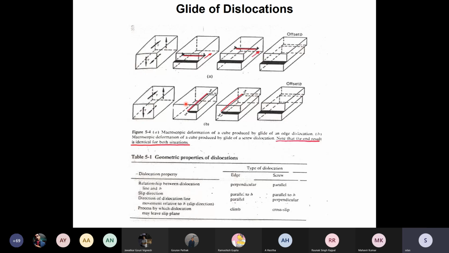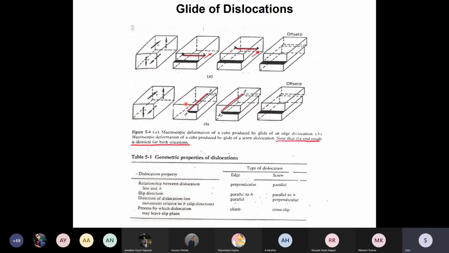Because of this climb of edge dislocation, climb up or climb down, even though you load it in the elastic regime, it is experiencing plastic deformation as a function of time-dependent deformation. That is creep.